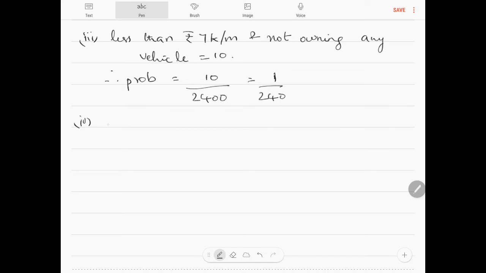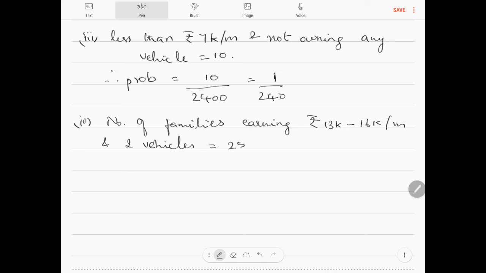Question number 4. Number of families earning between 13,000 to 16,000 per month and owning more than 2 vehicles will be equal to 25. The probability will be 25 by 2400, which is equal to 1 by 96.